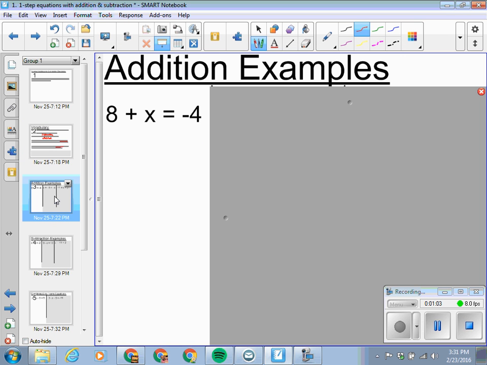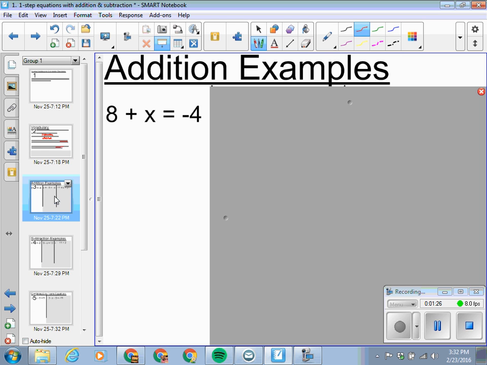Let's go ahead and solve this problem. 8 plus x equals negative 4. Now, some of you can probably do this mentally, but we're really going to focus on the process and the structure here, because we're going to need these as we move into two-step equations in a few lessons, then multi-step, and even bigger ones when you get into algebra next year. So really get this foundation down now. We have an addition problem. 8 plus x equals negative 4.